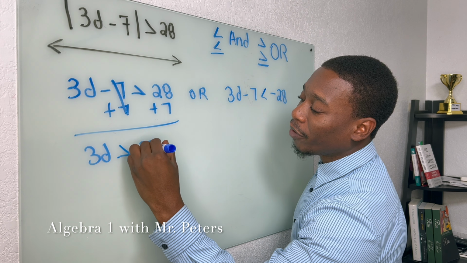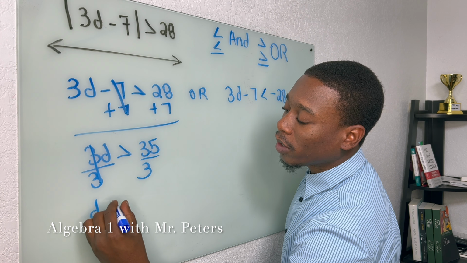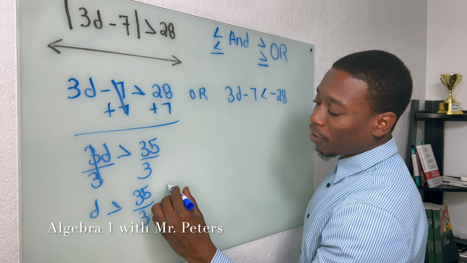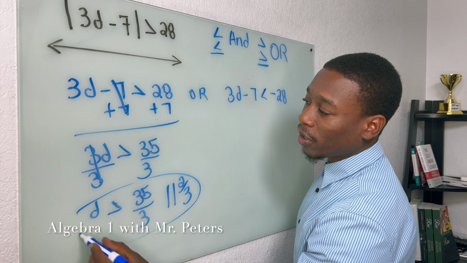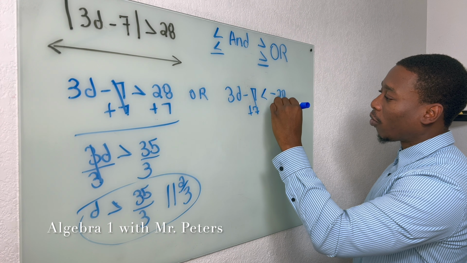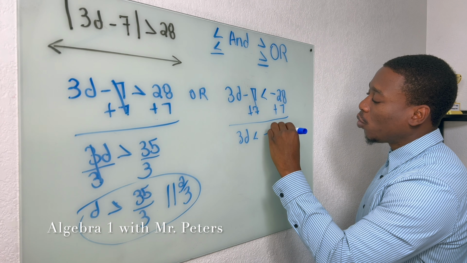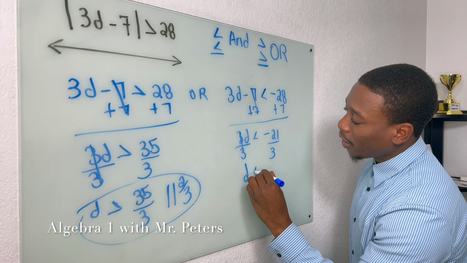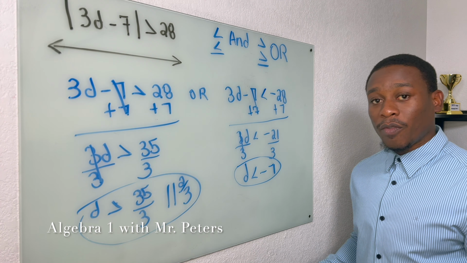3D is greater than 35. Once we divide by 3, we have D is greater than 35 over 3, and we can simplify this to 11 and 2/3. So this is our first answer. For the second answer, we repeat the same steps because we're solving like a regular inequality. 3D is less than negative 21. When we divide by 3, we get D is less than negative 7. So we have our two answers now.